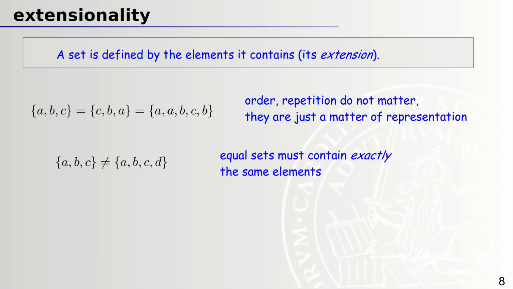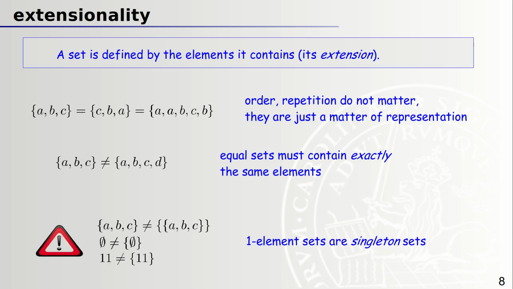For two sets to be equal, they need to contain exactly the same elements. If one contains just one element that the other doesn't, they're different, not equal sets. And a bit of terminology: sets that contain exactly one element are called singletons or singleton sets. They are different from the element they contain. So 11 isn't the same as the set containing 11.